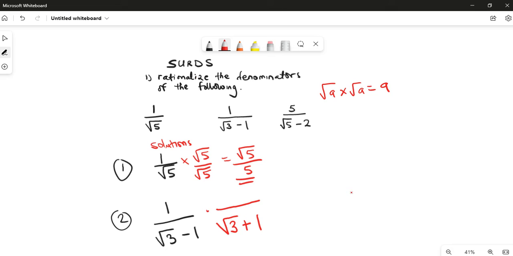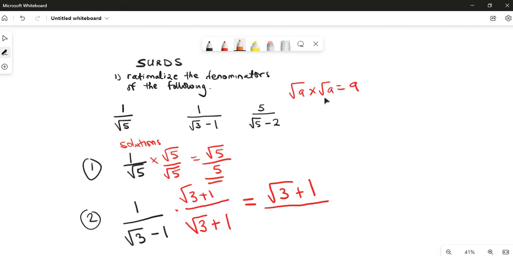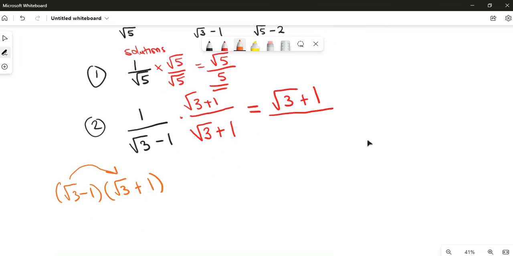So always, what we multiply the denominator by, we multiply the numerator by too. So 1 times the square root of 3 plus 1 gives us the square root of 3 plus 1. And for our denominator, let's do our operation on this side. The square root of 3 minus 1 multiplied by the square root of 3 plus 1. So the square root of 3 times the square root of 3: if you remember our law, the square root of a times the square root of a equals a. So that will give us 3.